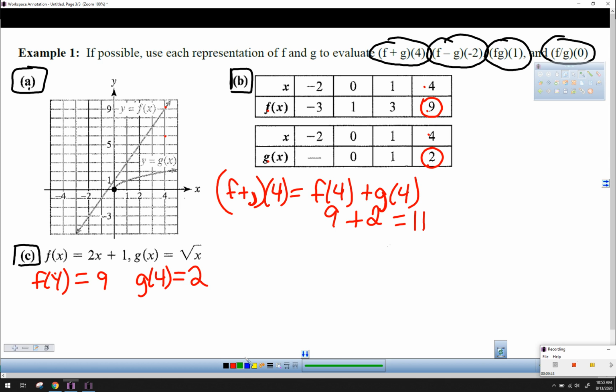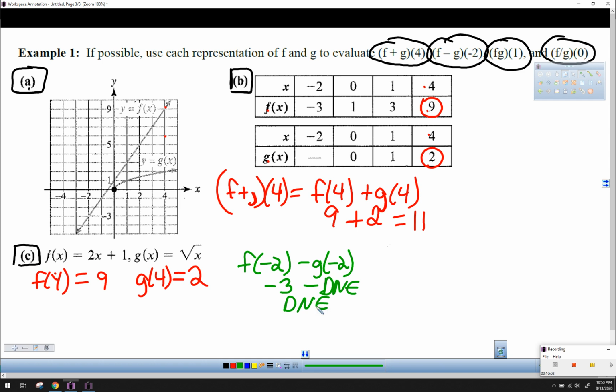All right, if we do f minus g of negative 2, that's the same thing as f of negative 2 minus g of negative 2. Well, let's look at it from the graphical representation first. f of negative 2 is at 1, 2, negative 3. g at negative 2, well, wait. The g function doesn't go to negative 2. Negative 2 is not a part of the domain of the g function. So that does not exist. So in other words, I can't calculate it.